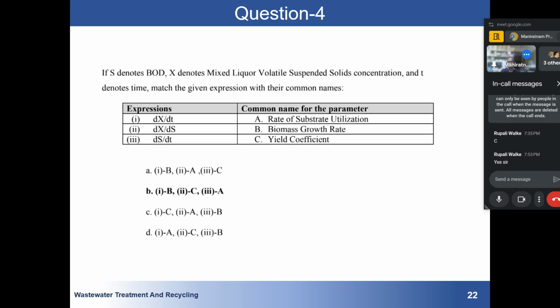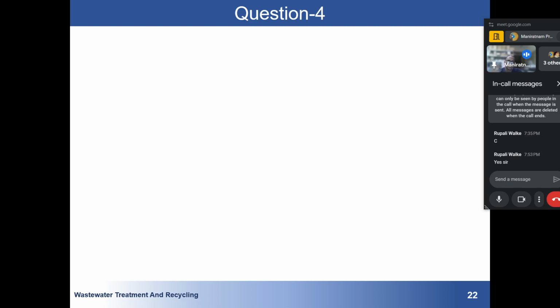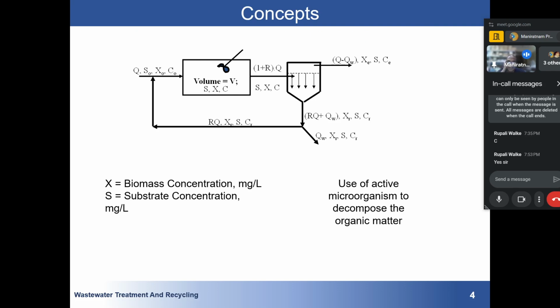Question number 4. So again, I think you were not available during this discussion. This is a picture of our ideal activated sludge process. There is this tank, then there is the activated tank, and from the activated tank we are recirculating some microbes to decompose our organic matter. Here X is biomass concentration and S is substrate concentration.